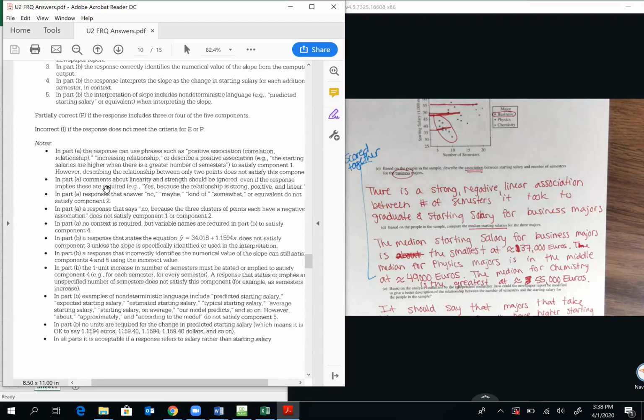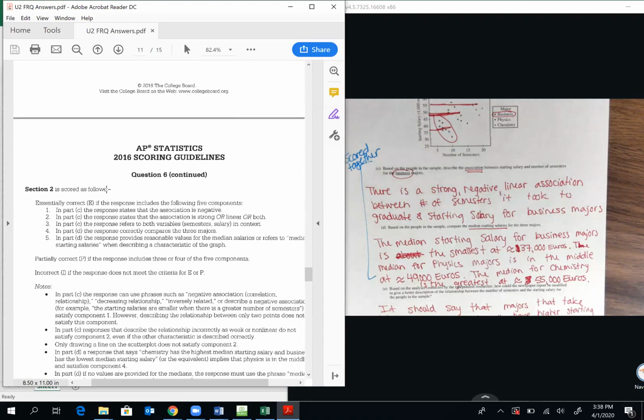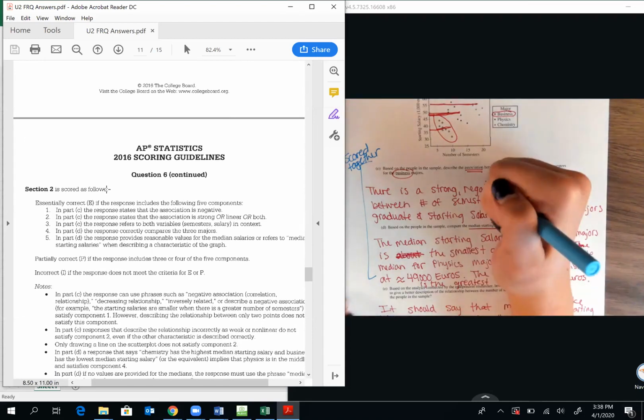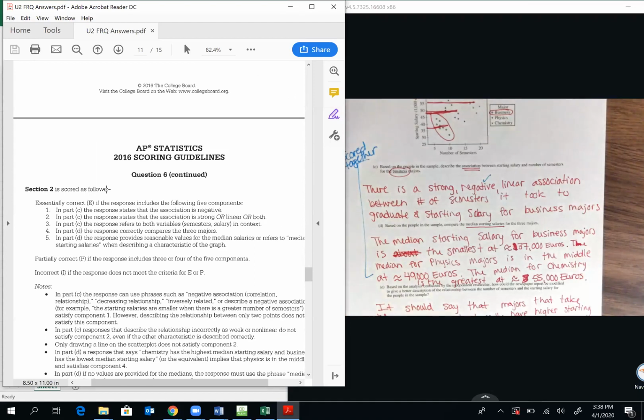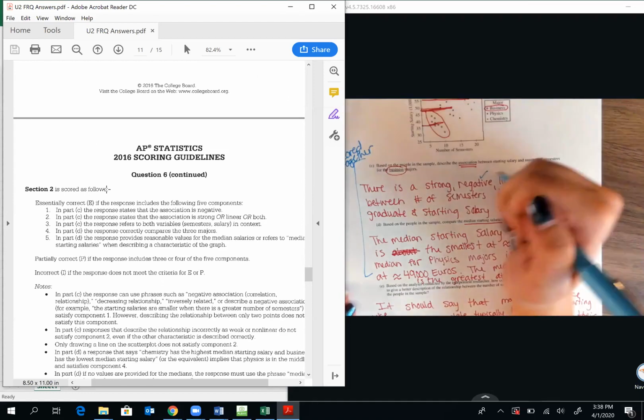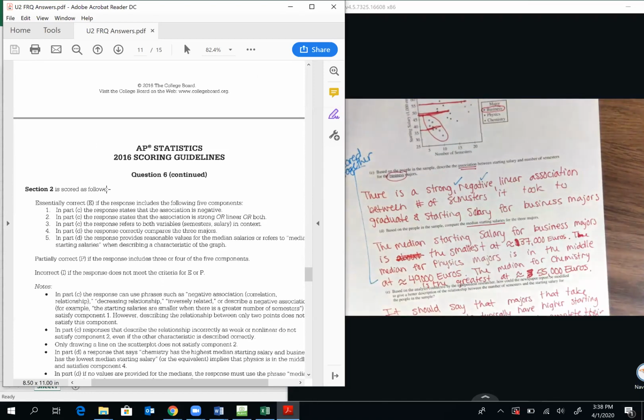Let's look at the scoring for section 2. So part C, it states the association is negative. I did that. It states the association is strong or linear or both. I did both. Typically you need all 3 of those.